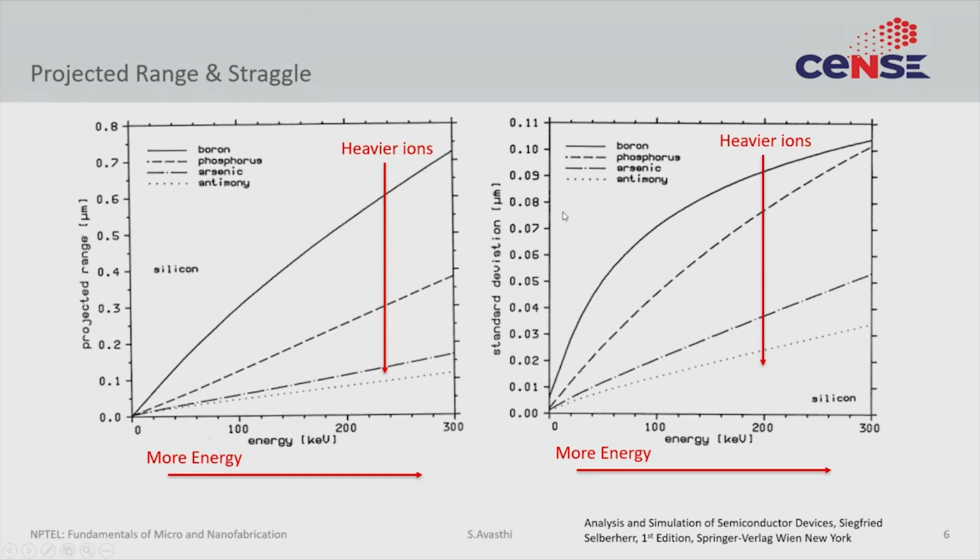If you look at the standard deviation of the same thing, the more the energy, the higher the standard deviation, which intuitively makes sense. The projected range is increasing, so the deviation must also increase. And again, there is an effect of mass. So as you go from boron to antimony, you increase the mass, and as you go for heavier masses, the standard deviation reduces. You actually get a more repeatable or a more accurate implant with antimony than you would get with boron.